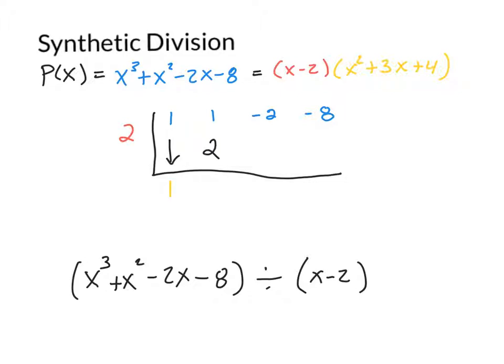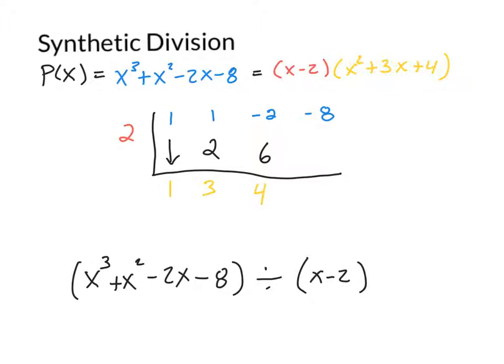All right, so what I do is I add down this way, 1 plus 2, and the result that I get is 3. Okay, so we do this process again. I go over here, I go 2 times 3 is 6. Okay, so I put a 6 underneath the next spot. Then I add. So I go negative 2 plus 6. That gives me a positive 4.